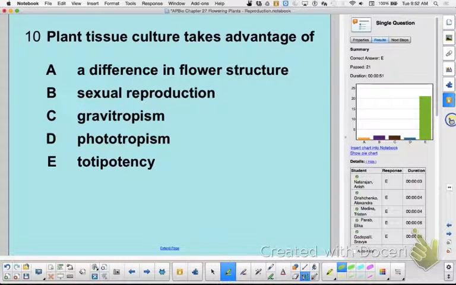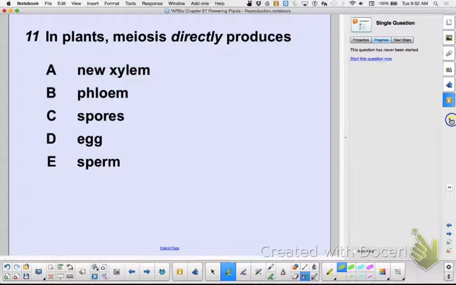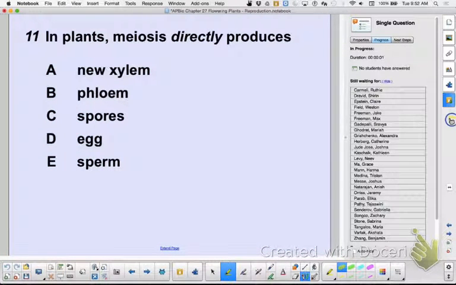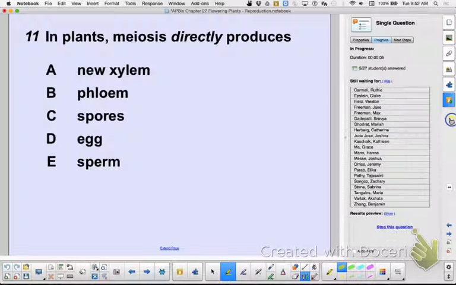Plant tissue culture takes advantage of differences in flower structure? Really? Sexual reproduction? Tissue culture is asexual. C, gravitropism. Well, why'd you pick that? Roots grow down, shoots grow up. Phototropism, grow towards the light, you asexual thing, you. Wait, it produced the... Let's go, varsity. It's meiosis records.